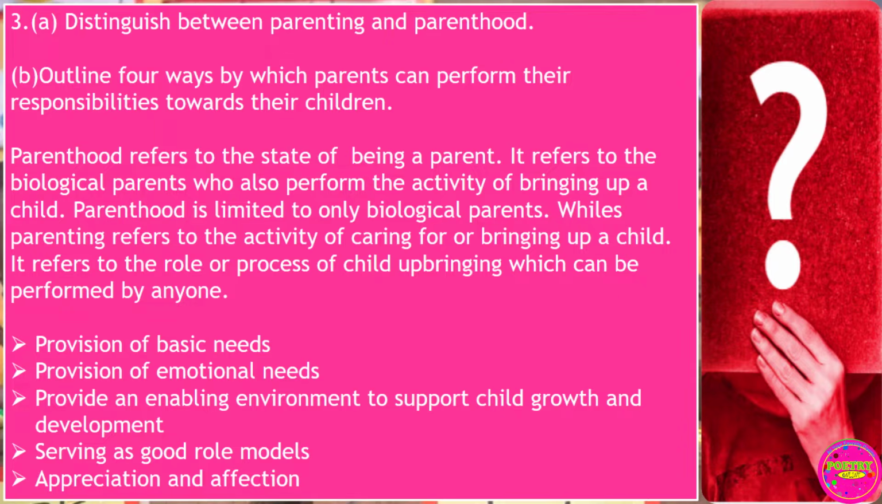Question 3b. Outline 4 ways by which parents can perform their responsibilities towards their children. Suggested answers. Provision of basic needs. Provision of emotional needs. Provide an enabling environment to support child growth and development. Serving as good role models to children. Appreciation and affection.